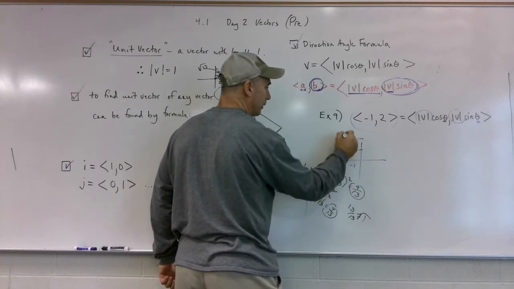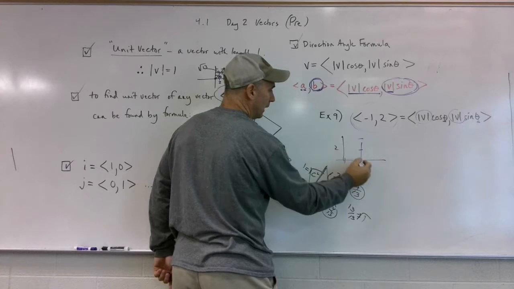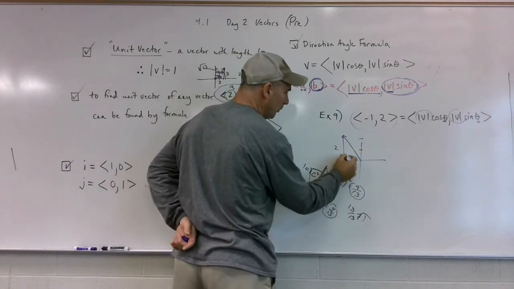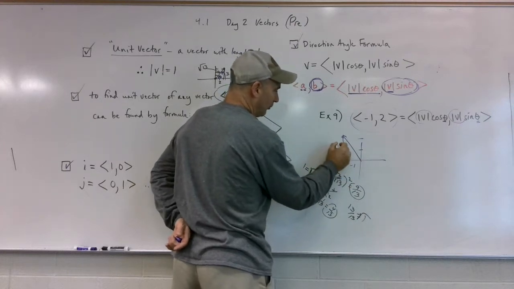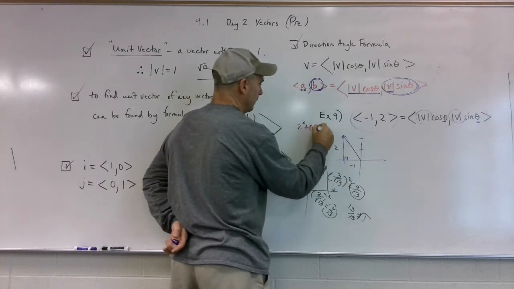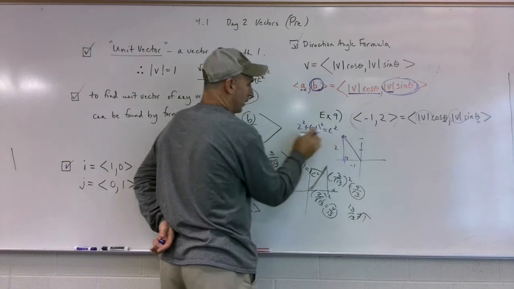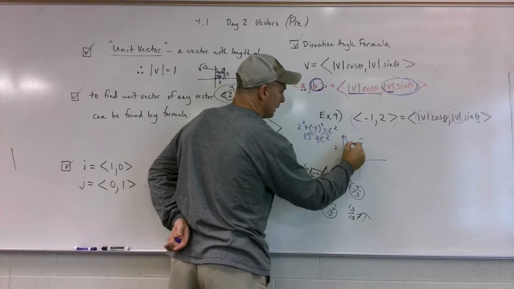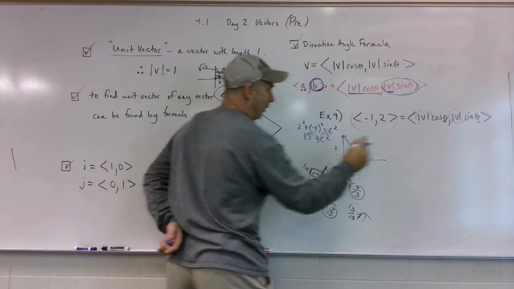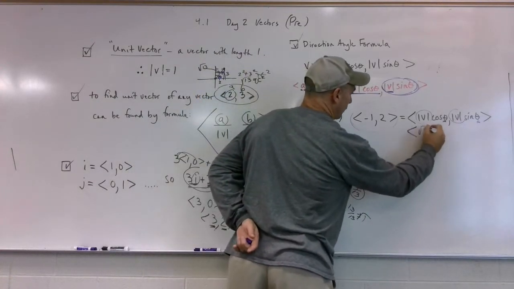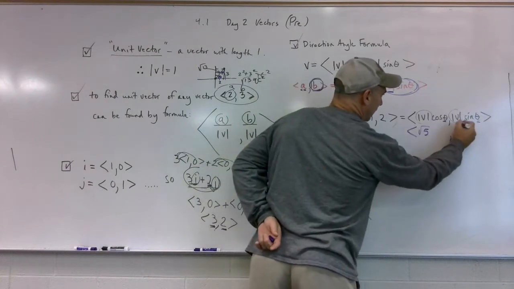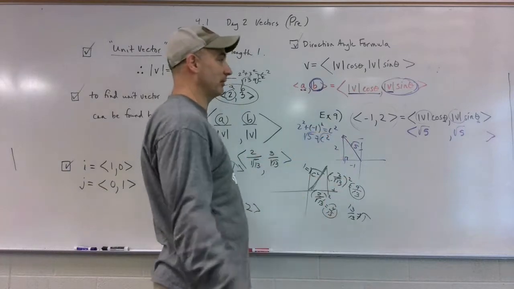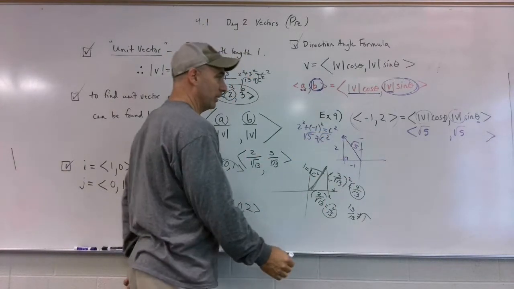So -1, 2. And that means my vector is right here. So if I want to find the magnitude, it's just a squared plus b squared equals c squared. That's 4 plus 1 is 5. So I take the square root, and I get the square root of 5. Now, I know that this is the square root of 5, and I know that this is the square root of 5. So those two things are the same because it's just a representation of the magnitude of the vector.